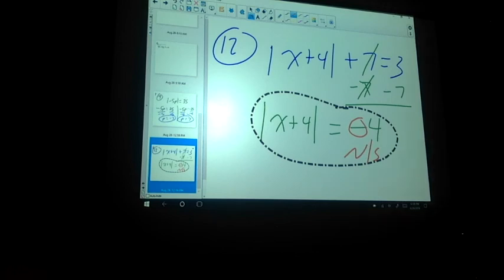Anything else? Now I'm not worried about 13 and 14 at this point. 14 looks very similar to what we just did on number 12. That's going to have no solution because you have an absolute value equals a negative value.